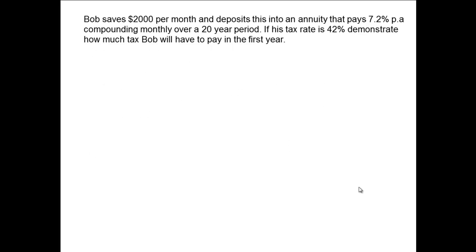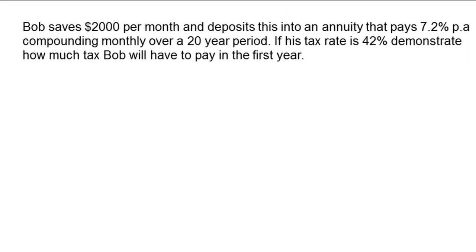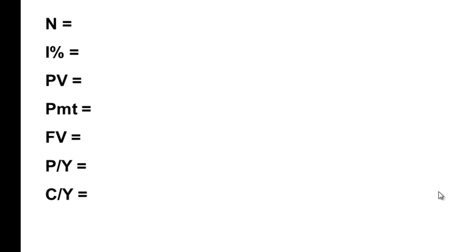So let's have a look at a couple of really basic scenarios and how to use them on the graphic calculator. The first one: Bob is putting $2,000 away every month into an annuity that pays 7.2% per annum over a 20-year period. His tax rate is 42%, and we want to work out how much tax Bob will pay in the first year. That's a pretty straightforward question. The money's going to exist in the future, so it's a future value question. Once again, write down N, I, PV, payment, future value, payments per year and compound periods per year, and fill them in.